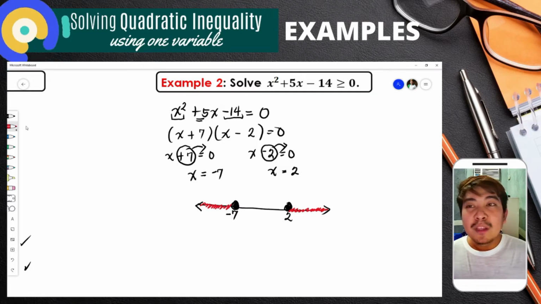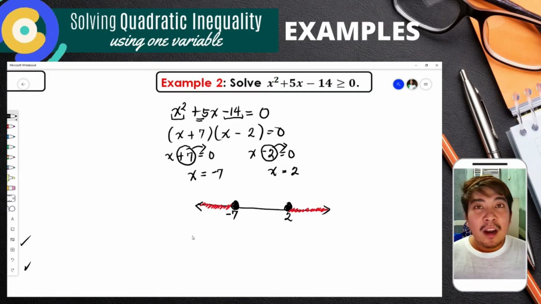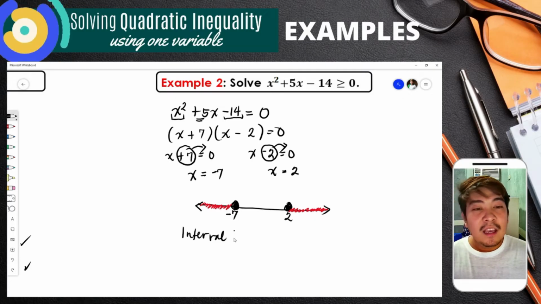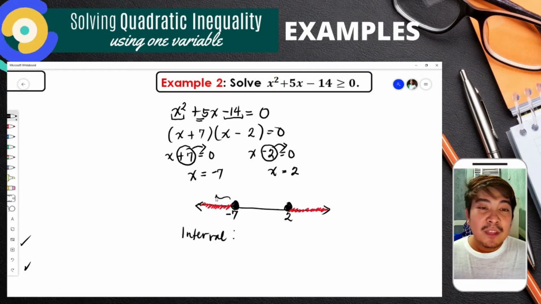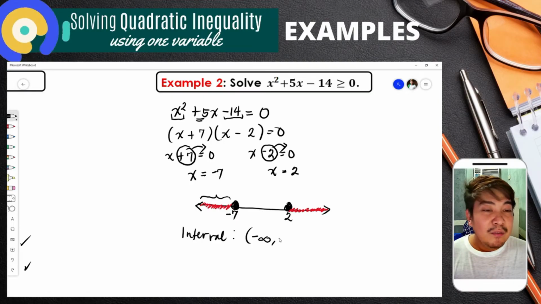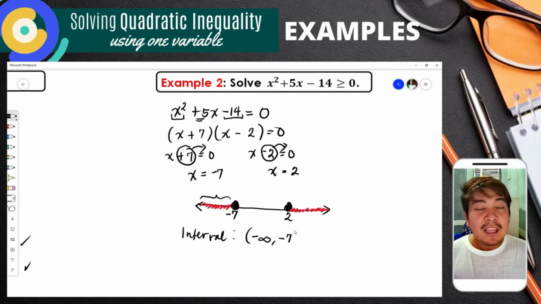Now, how are we going to write our solution set in interval notation? So, how are we going to describe this part of the graph? That will be negative infinity. Pababa eh. Comma, we have negative 7, the critical point. This time, we will be using bracket.